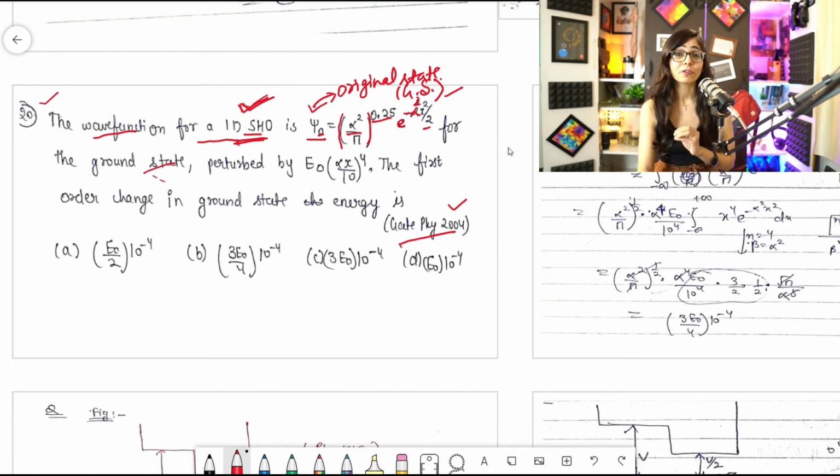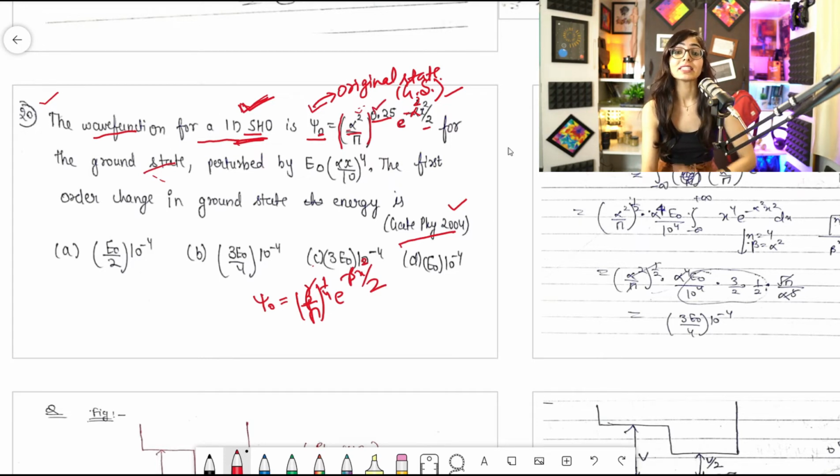I know a lot of you have seen the ground state wave function as (beta by pi) raised to 1 by 4 e raised to power minus beta x square by 2. You must be wondering how it is alpha square, and I believe a lot of you will leave the question here because you'll get scared and think it is something different and not attempt it. Don't scare yourself out, just attempt the question once, because you can see only a little change has been made: beta has been replaced by alpha square, and everything else is the same.